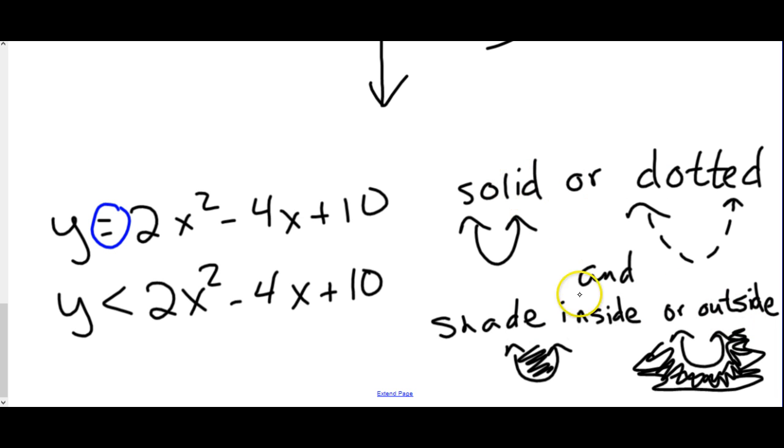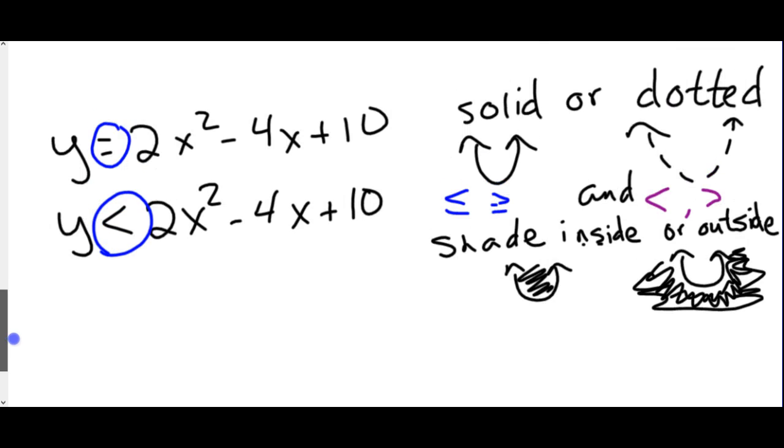So I could be solid and shade inside, or I could be solid and shade outside. I could be dotted and shade inside, dotted and shade outside. It depends on the symbol that they give you. So we have a solid line when we have less than or equal to, or greater than or equal to. The equal to means we're using the parabola itself and not just the shaded part. The dotted line happens when we have the symbol less than or greater than.